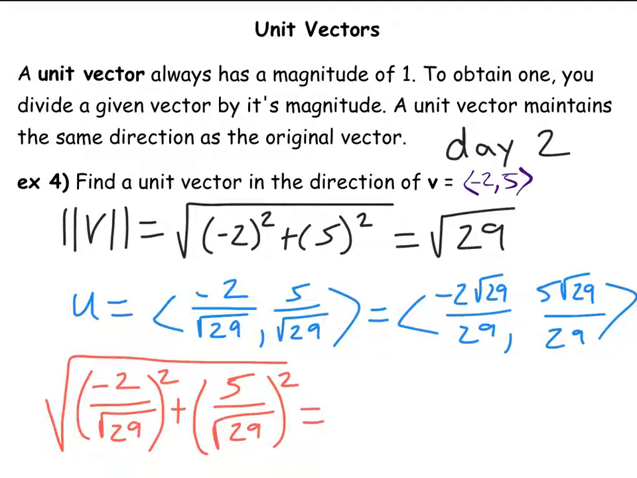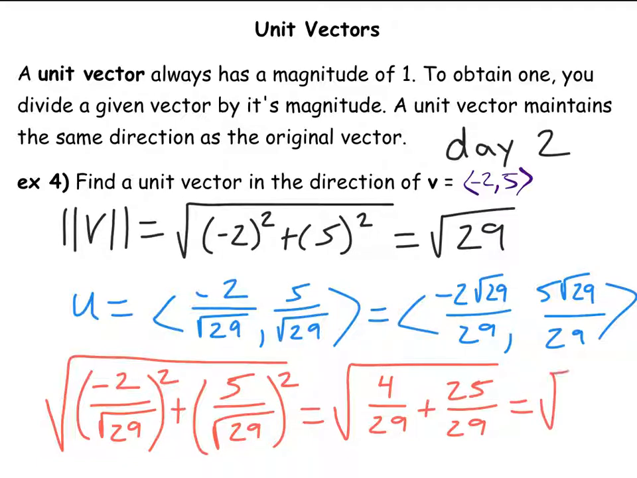If I square the top, that would give me 4. Squaring the bottom would give me 29. On the other fraction, 5 squared is 25 over 29. This would simplify to the square root of 29 over 29, which indeed is 1. I was just verifying for you that by dividing by the magnitude of the square root of 29, we do indeed get a magnitude of 1.